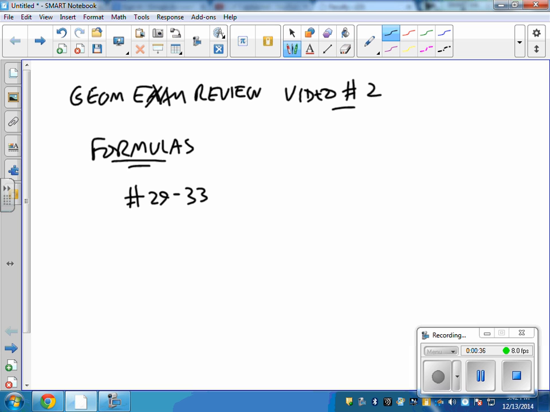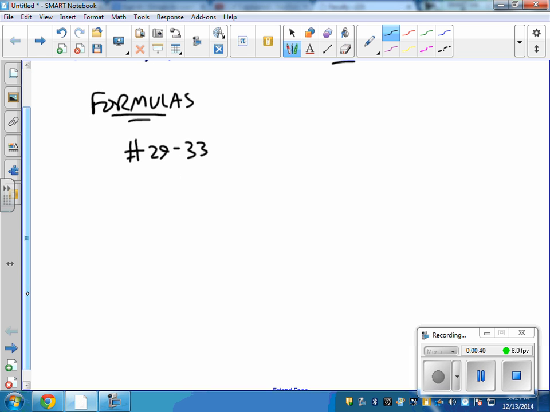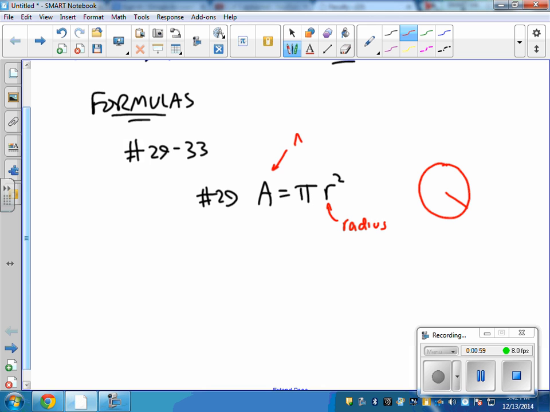If we just looked at those briefly and thought about what the formulas mean, if you had to explain to someone, here's number 29. A is equal to pi r squared. What does that mean? Well, this has something to do with circles. The r is the radius of the circle, and the A stands for the area. So how would I explain this? I would say that the area, the A, of a circle is pi.